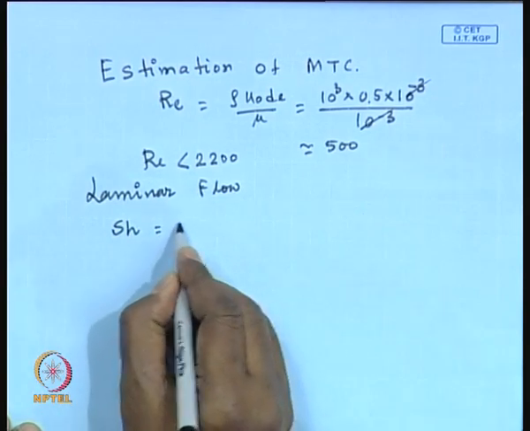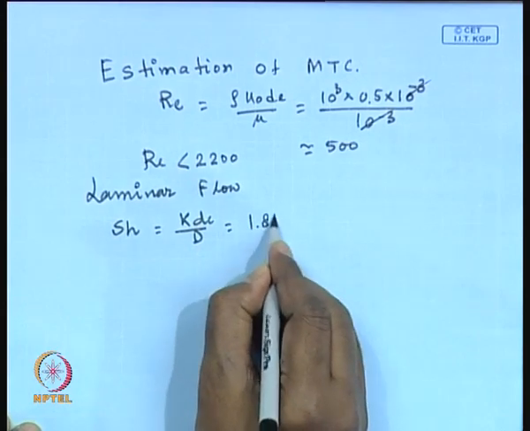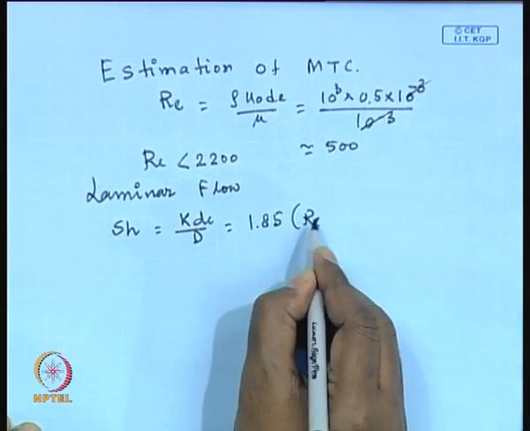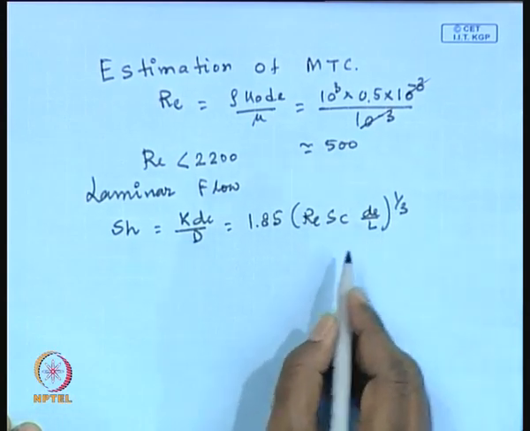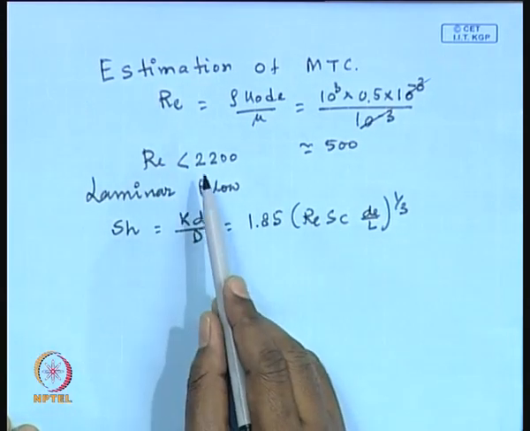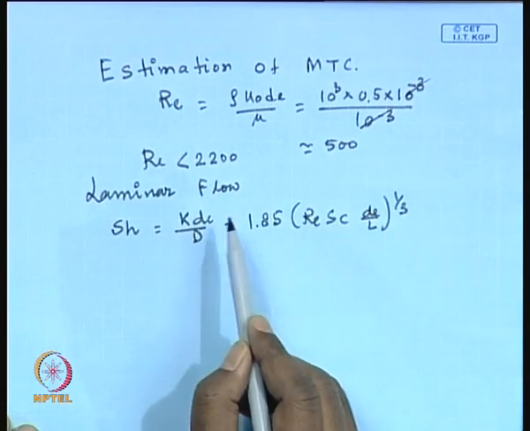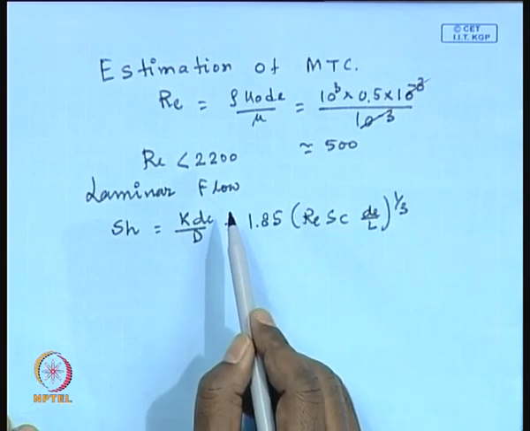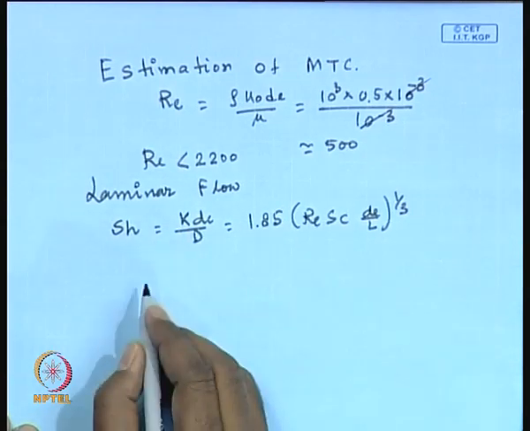the laminar flow regime, that is K dE by D is nothing but 1.85 Reynolds Schmidt d by L raised to the power 1 upon 3. If this Reynolds number would have turned out to be around more than 4000, it would have taken the Sherwood number relationship for the turbulent flow as the Dittus-Boelter relationship. Okay. So, you can calculate.